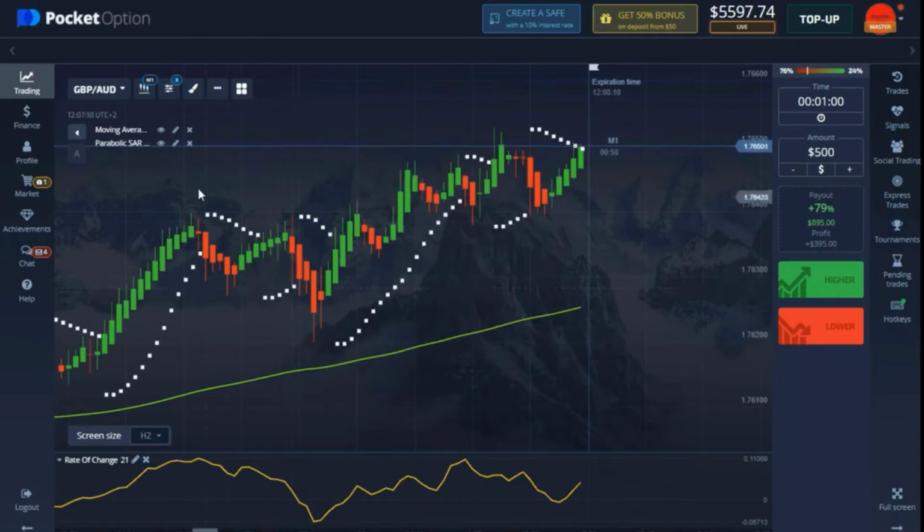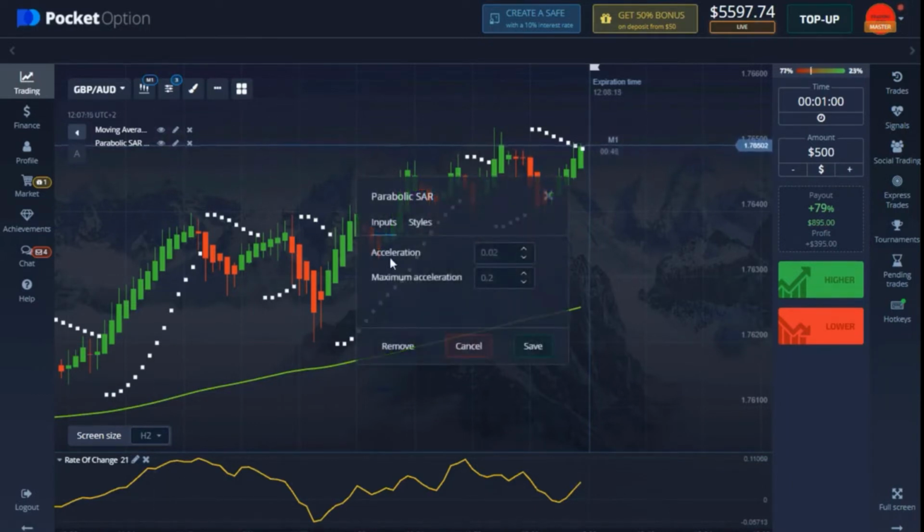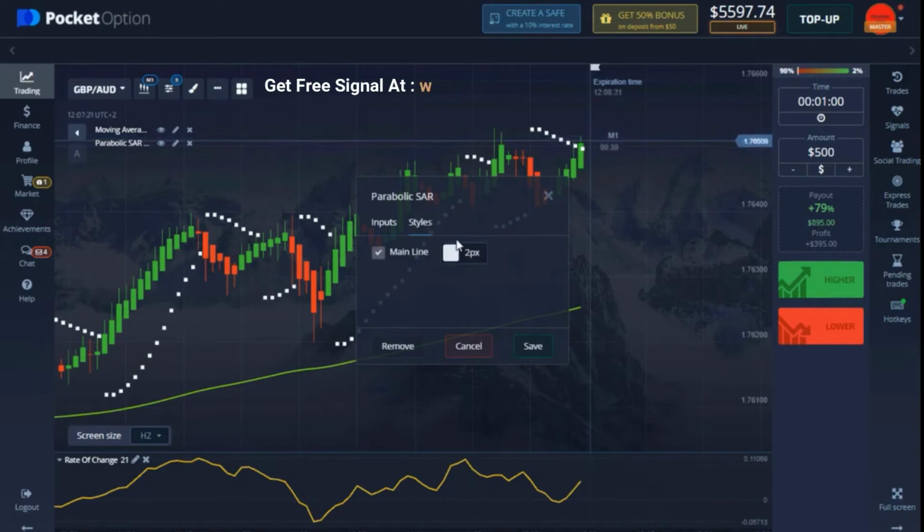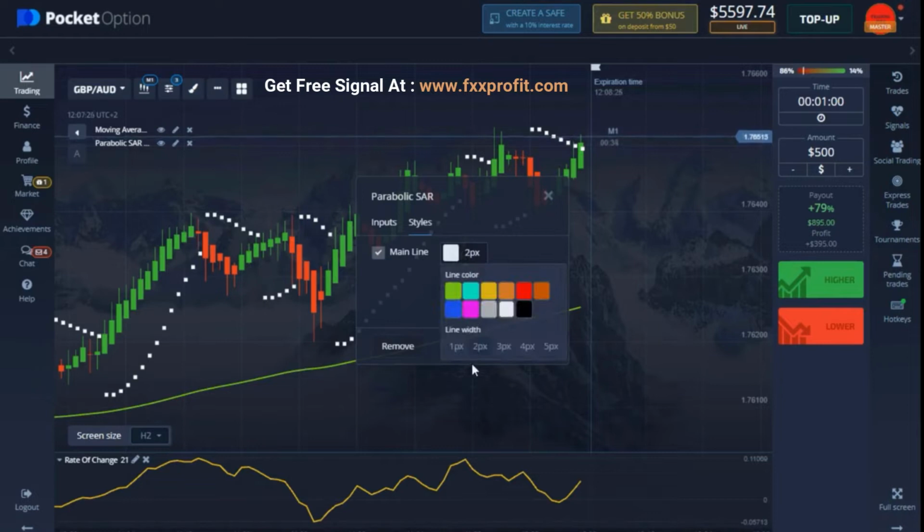The second indicator I'm using is called parabolic SAR, with the acceleration of 0.02. The maximum acceleration is 0.2. Over here I use white, which is this dot here, and I set the dot line to 2 pixels. When you're done, you hit save.